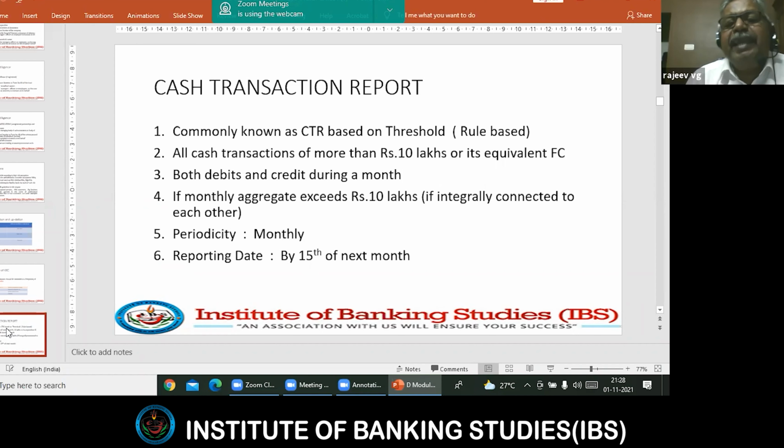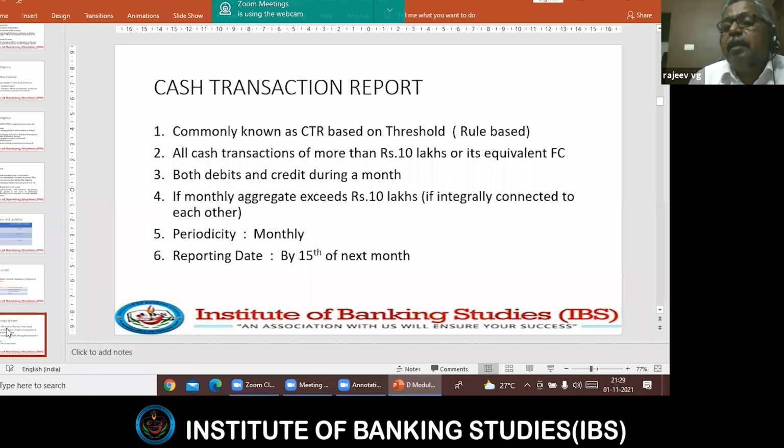If the monthly aggregate of the cash transactions in that particular account exceeds rupees 10 lakhs, and it seems to be integrally connected to each other, if you feel that the person is breaking the transaction so as to get out of this 10 lakhs, in that case, if the total exceeds 10 lakhs in a month, that transaction has to find a place in the CTR, the cash transaction report.